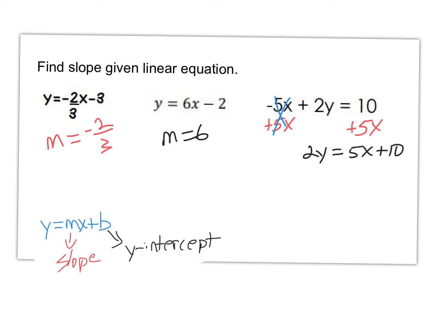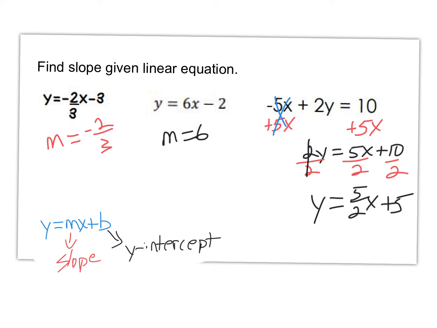Well, to get 1y, we would need to divide by 2, because 2 divided by 2 is 1, but we have to divide everything by 2. So now our equation, when the 2's cancel, says y equals, and then we have this fraction 5 divided by 2, but it's 5 halves. Well, we can actually just leave that written as 5 halves x. And then here where it's 10 divided by 2, 10 divided by 2 is 5. So we're just going to write plus 5.